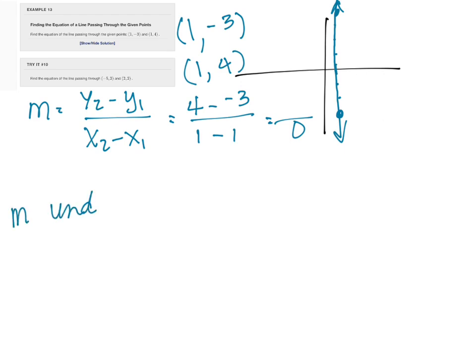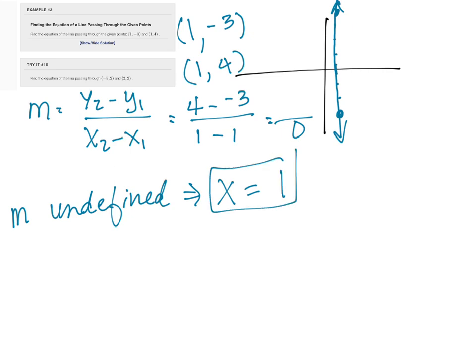M undefined, x equals some number. That's given. X equals what number? What number does this line pass through? 1. Okay. I ended up with a 7 on top, but it didn't matter.